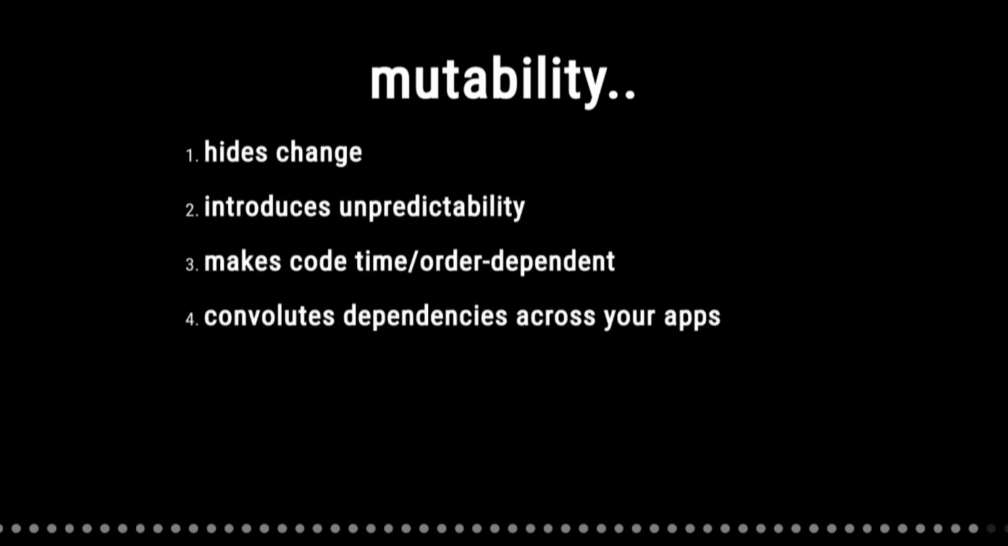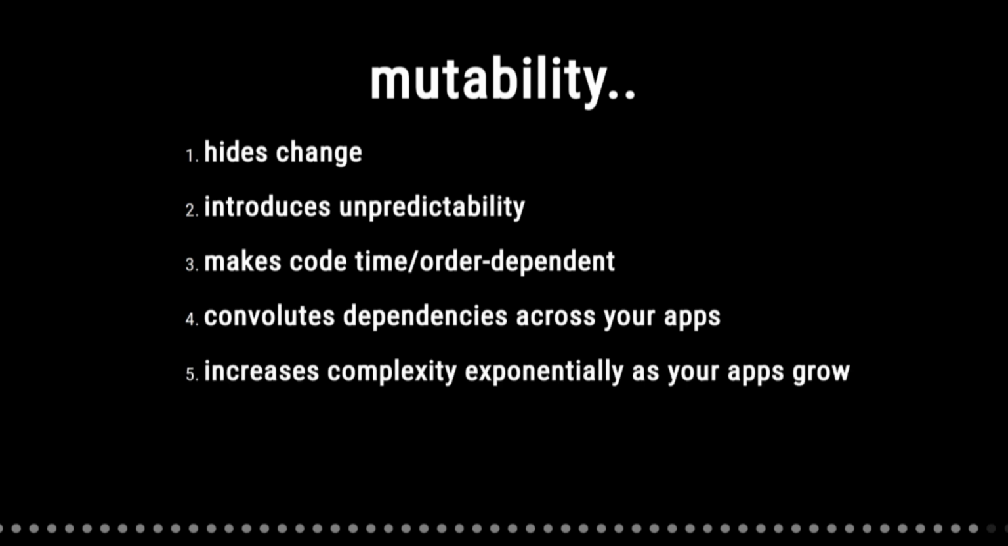So to sum up, mutability hides changes, introduces unpredictability, makes code time and order dependent, and it convolutes dependencies across your apps. And all that stuff kind of grows exponentially over time as things get added without someone understanding the entire app, because that's kind of what needs to happen. I mean, it needs to happen in any case, but if you're not causing side effects, then the scope of what you need to understand is contained right there in your function.